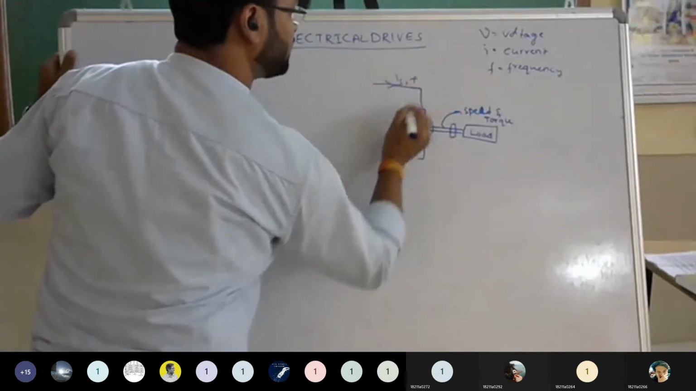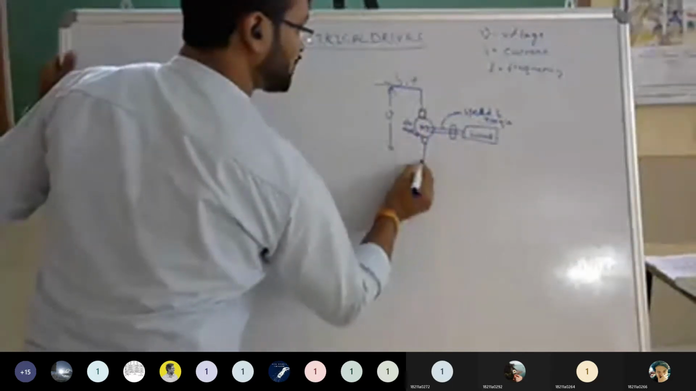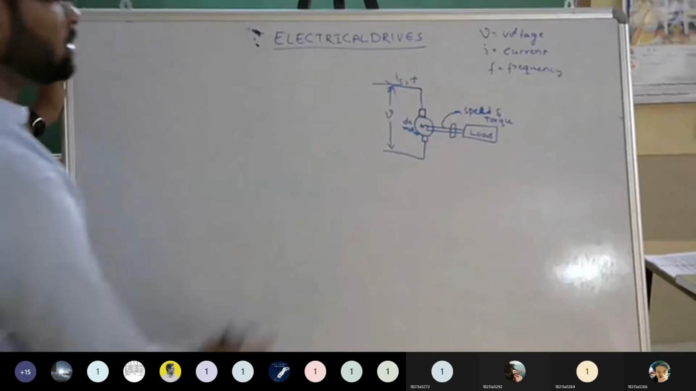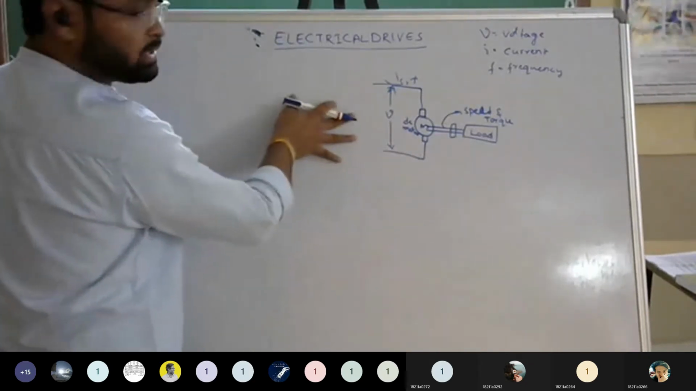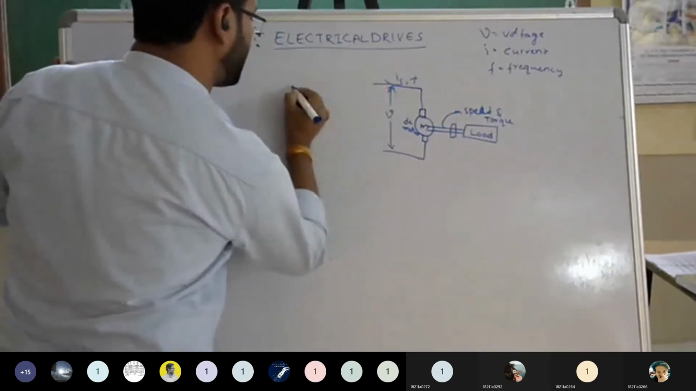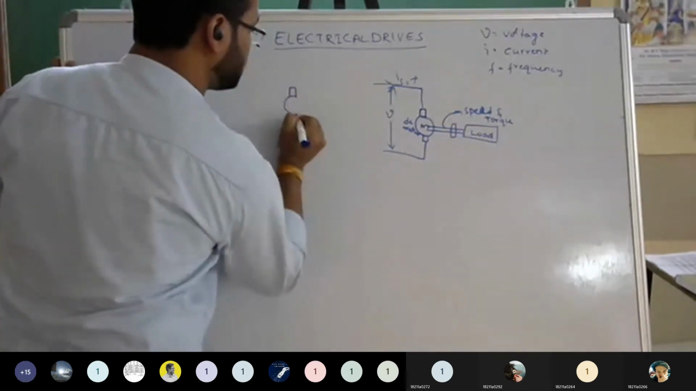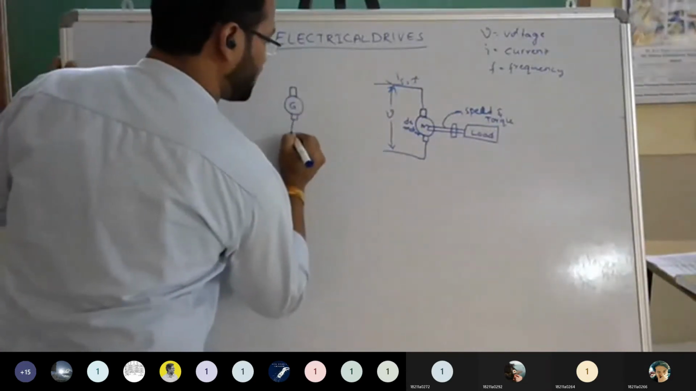Okay. So what are the control parameters for this one? Current, frequency, and the voltage. This is the variable voltage. So if you change the voltage, the speed of the motor will also be controlled. So this is the DC motor, so we have to supply DC energy. So we want one DC generator.